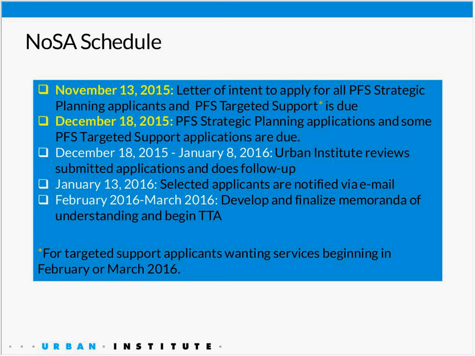As for the applications themselves, if you're a strategic planning applicant, the application is due December 18th. If you're a targeted support applicant, it's a little bit different because, as you might have noticed, that deadline is rolling. We will accept Pay for Success targeted support applications into the future in general. However, if you are a targeted support applicant that wants services to begin around early next year, February or March, then you should also intend to meet that December 18th deadline.